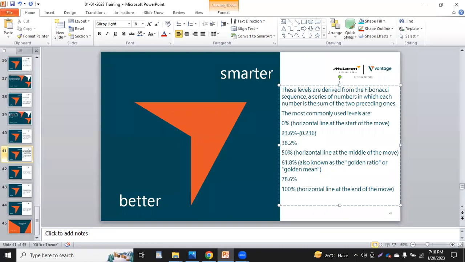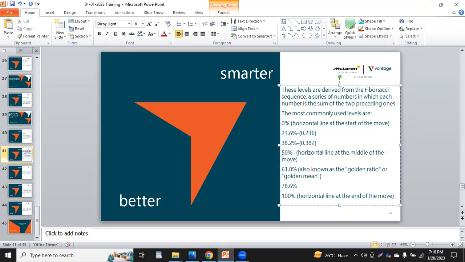Then the second one, you have 38.2. So 38.2 will also appear as 0.382. That's what you will see on the chart. Most of the time, that's what you see. Then you have 50%, and 50% will give you 0.5. You see 0.5 for the 50% all the time. I'm sure if you've seen my chart, you would have seen me talk about this 0.5, all right? Then there's a 61.8. The 61.8 too, you will see as 0.618 on the charts.